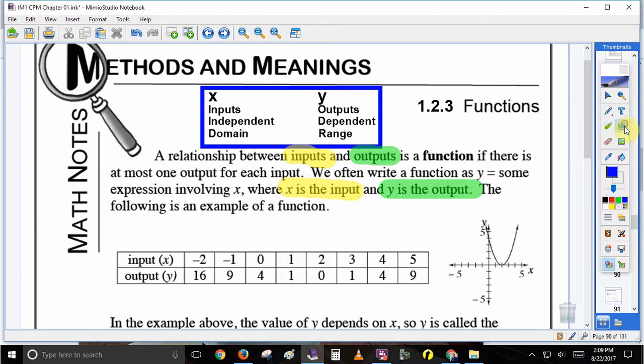Another little test to see whether something is a function or not is called the vertical line test. If you have the graph of a function and you draw a vertical line, a straight line through the function, it should only cross your graph at one point. So it's a really convenient way to test whether something is a function. So this is a function because no matter where I put this vertical line, it's only going to cross my graph at a single point.